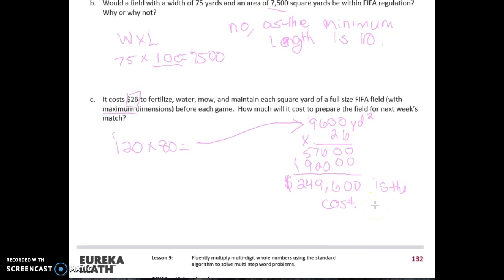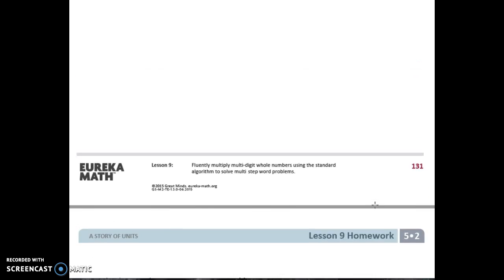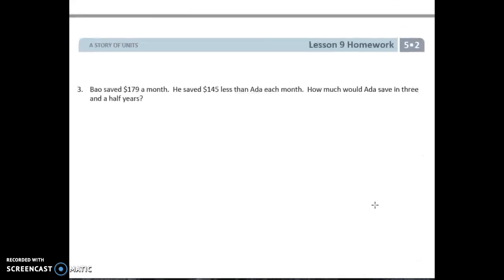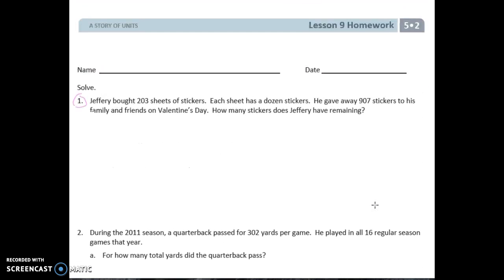Here is what your homework problem is for today. We're going to cruise on up to number 1. It's right here. This word problem. Jeffrey bought 203 sheets of stickers. Each one of those sheets has a dozen stickers. He gave away 907 of them to family and friends on Valentine's Day. So how many stickers does Jeffrey have remaining?